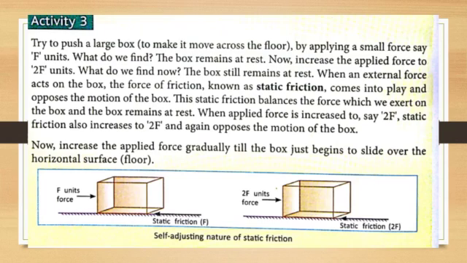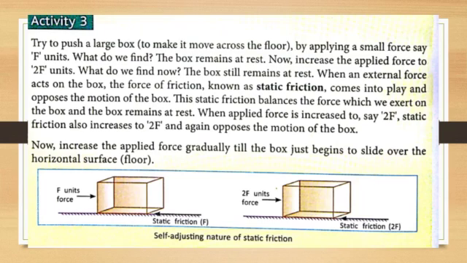Students, whenever you have to move a heavy object, you have to apply more force. You apply more force, but the object is unable to move. It means the object is also applying force in the opposite direction. That force is called the force of friction. There is an activity given in your book to understand this. In this activity, what is given? Try to push a large box across the floor by applying a small force, say F unit. What do we find? The box remains at rest.